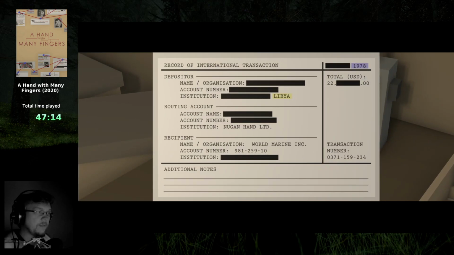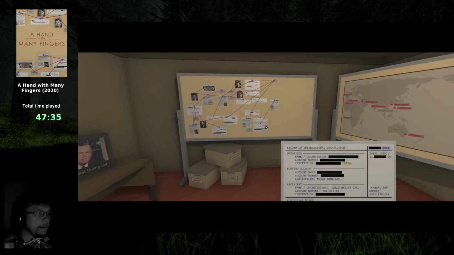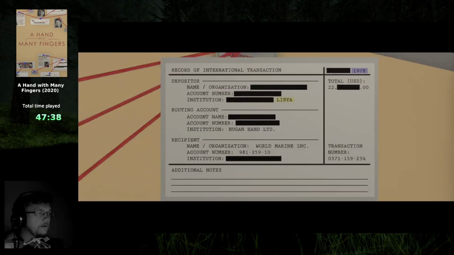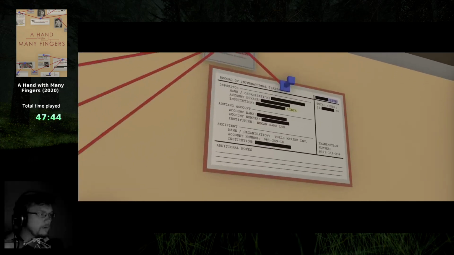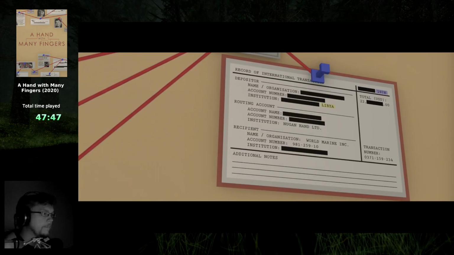Who do we have? Something in Libya. Oh my god, this is going in new places all the time. Nugan Hand routed something from Libya to World Marine, '78. Should know something about this. Well, that doesn't tell me much, does it?